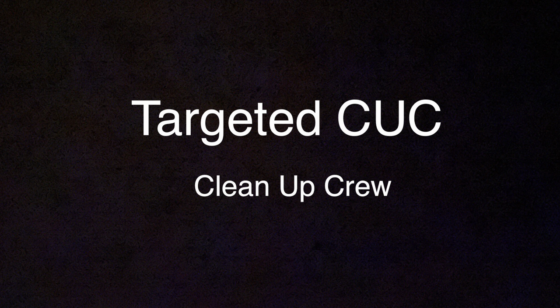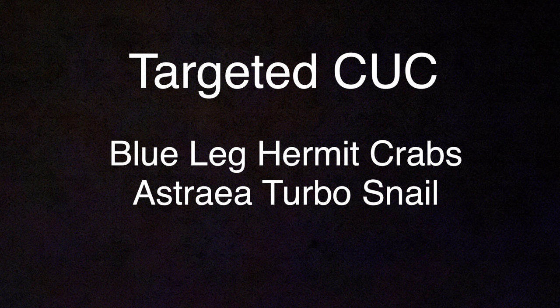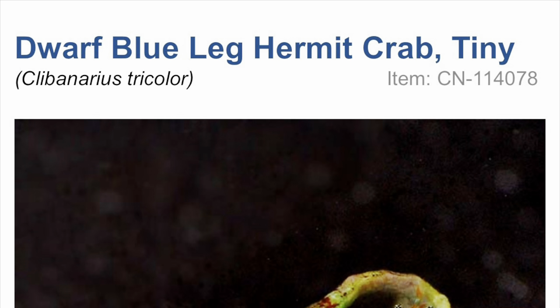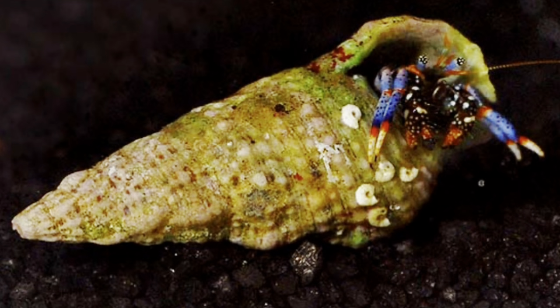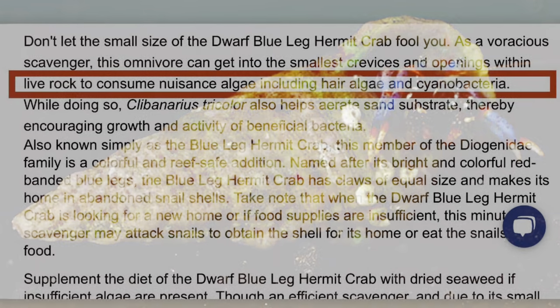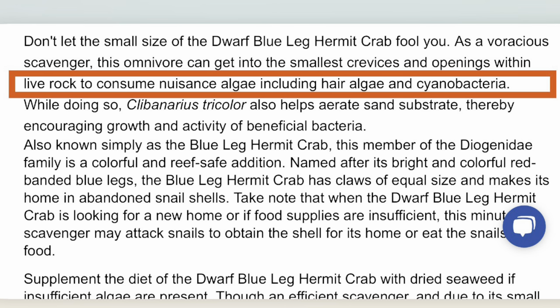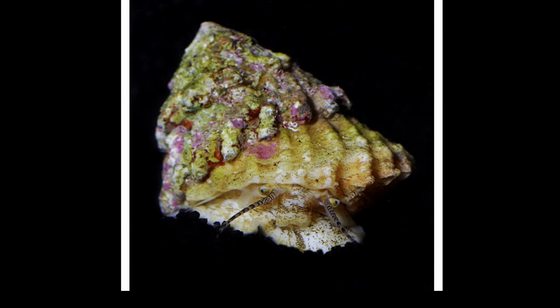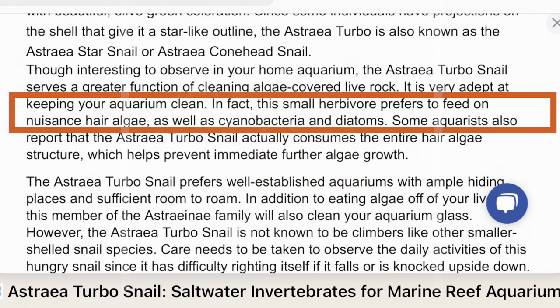All right, so the next thing I want to talk about is having a targeted cleanup crew. The two I target are blue leg hermit crabs and Astraea turbo snails. Now, there are plenty of other cleanup crew items out there that will do the job. However, these two are on the way cheaper end and will do the job for you. So this here is the blue leg hermit crab, and I just want to point out that its description says right there that it consumes cyanobacteria. And this is the Astraea turbo snail, and I want to point out in its description as well that it says it eats cyanobacteria.